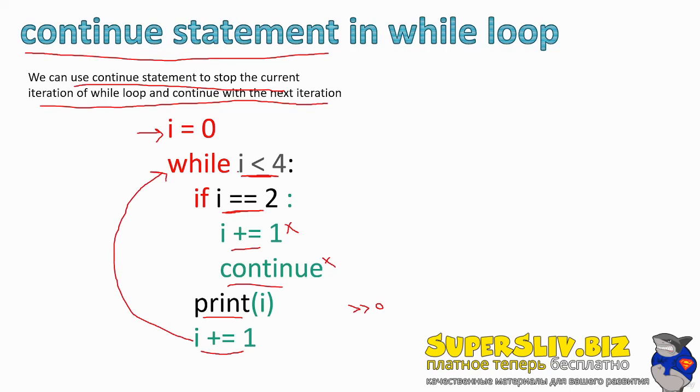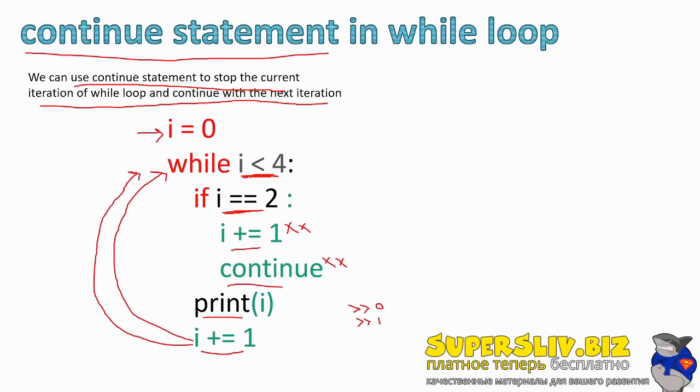Now i is equal to 1. Again it is less than 4, so the condition is true. i is not equal to 2. So these two codes will be skipped again. Then again it will print i. Now i is equal to 1. Then it will add 1 to i. Now i is equal to 2. Again it will go to the beginning.